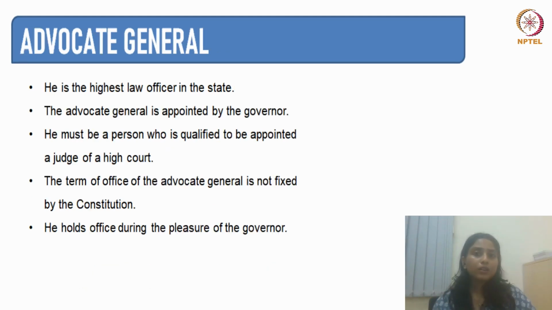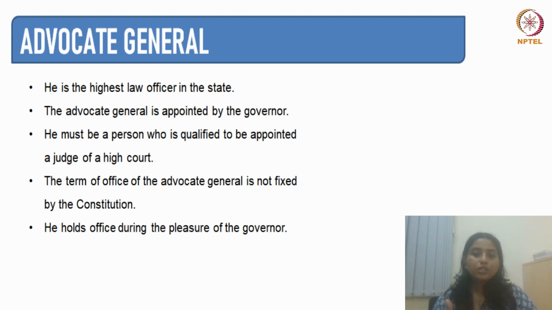The last part of the state executive is the Advocate General. He is the highest law officer in the state. So this post corresponds to the Attorney General of India. The Advocate General is appointed by the governor. He must be a person who is qualified to be the judge of a high court. So in other words, he must be a citizen of India and must have held a judicial office for 10 years or have been an advocate of a high court for 10 years.